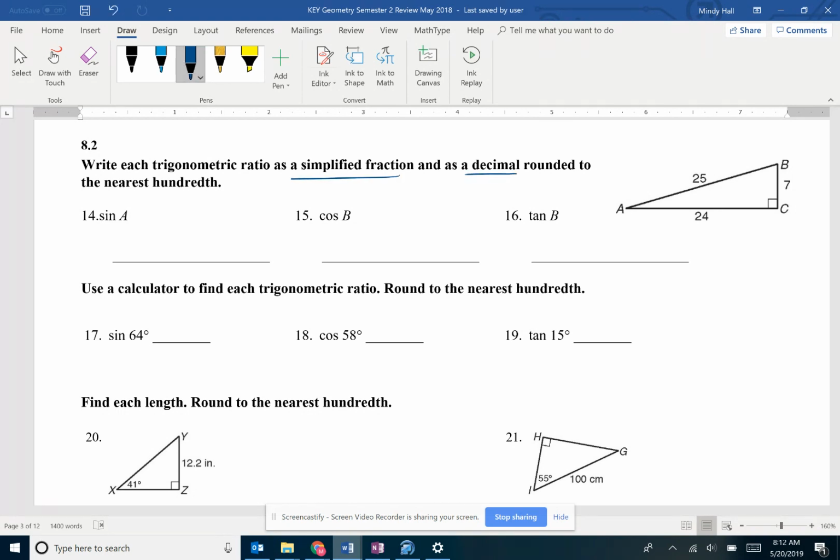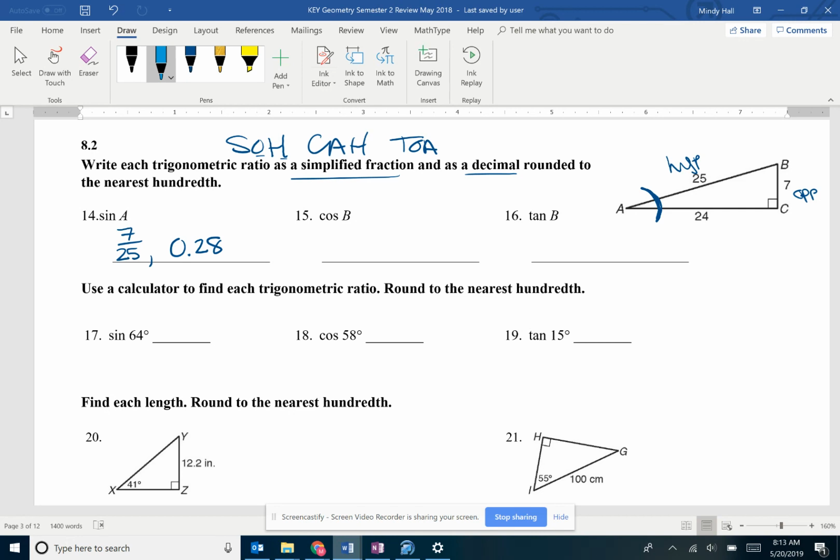It's really straightforward. Since we want sine of A for 14, we're going to look at angle A. Sine, remember, is on your reference sheet, but sine is opposite over hypotenuse. So from A, 7 is my opposite because it's across the triangle, and hypotenuse is AB, so that would be 25. So my fraction is 7 over 25. And then as a decimal, 7 divided by 25 is 0.28. There's no rounding needed for that one.